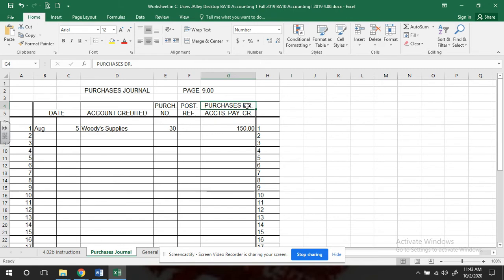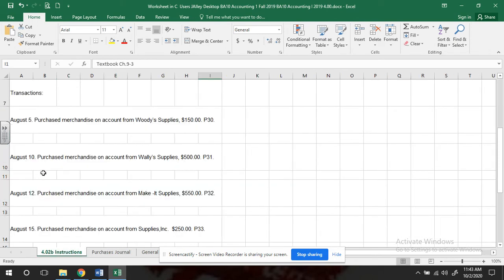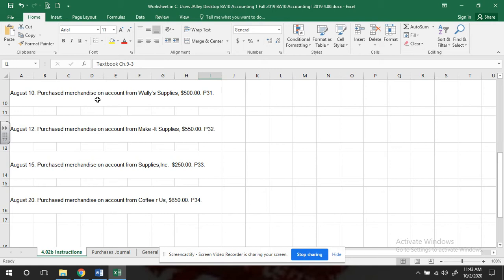That is an asset. Accounts payable, we will credit in the ledgers because now we owe $150 to Woody Supply. We have to pay it, so it's called an accounts payable. And liabilities increase on the credit side. Go back and look at your DC Adler. So that takes care of the first transaction.